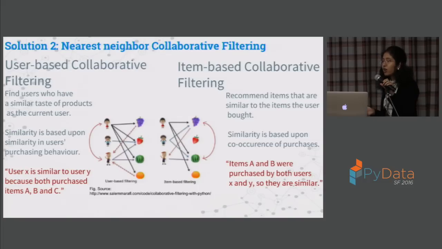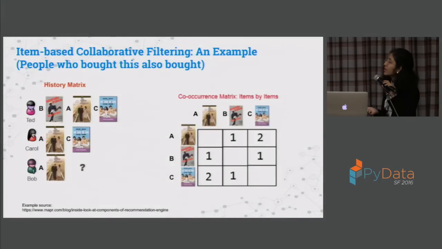In this talk, I'm going to focus more on item-based collaborative filtering. But in similar ways, we can map the same problem to user-based collaborative filtering as well. Okay, so let's go into more detail of item-based collaborative filtering, and let's talk about an example of movies.